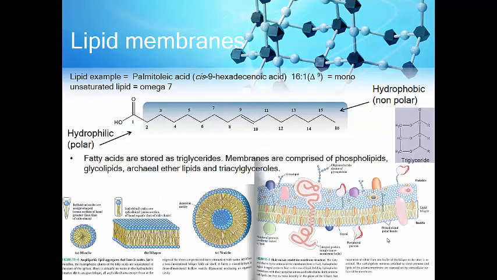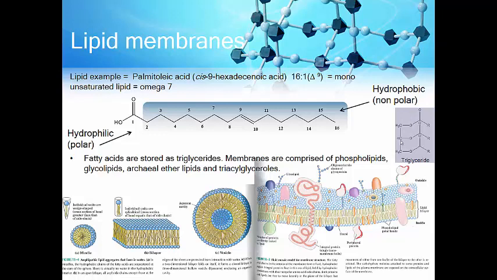Okay, so this brings us into our lipid membranes. An example of a lipid is cis-9-hexadecenoic acid. It's got a 16 carbon chain, and there's one double bond in it, and that double bond is occurring at carbon number 9. So this particular lipid is a monounsaturated lipid, or an omega-7.